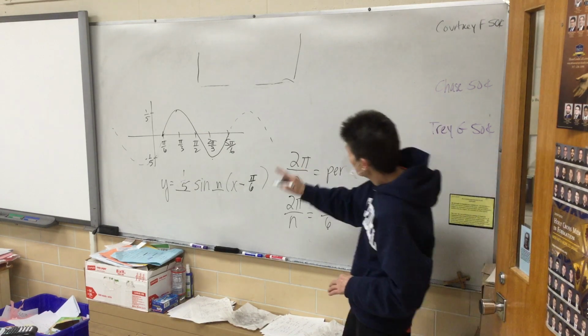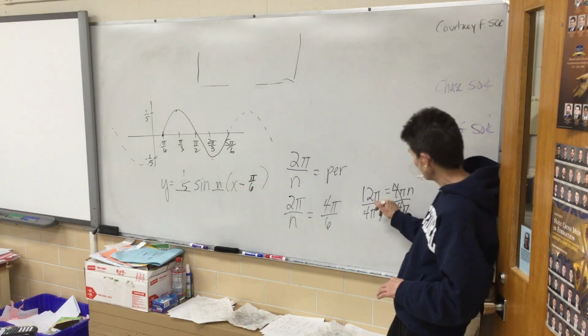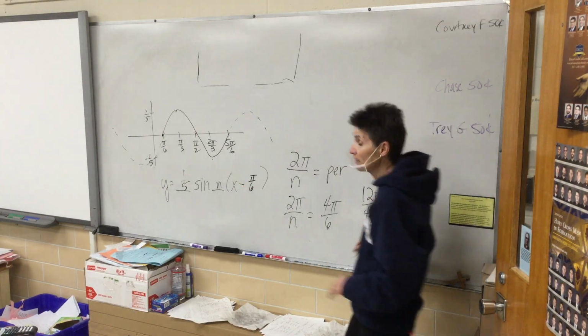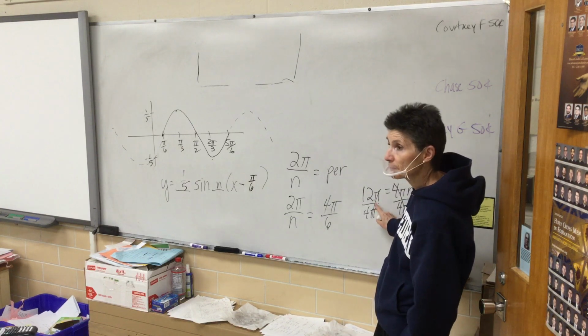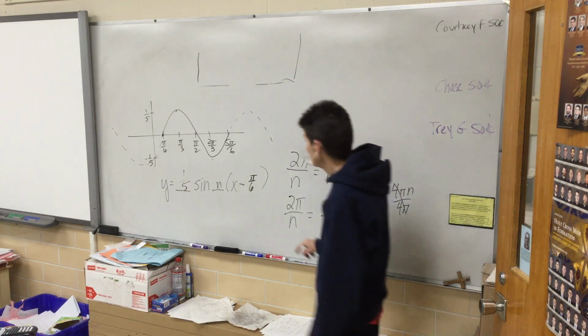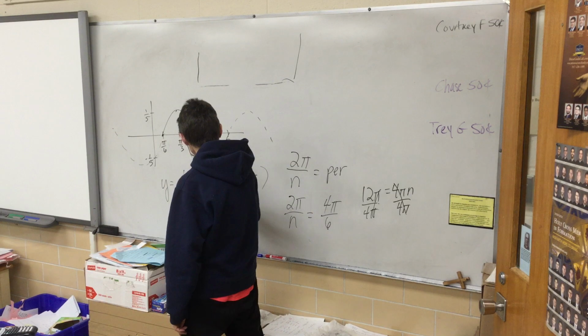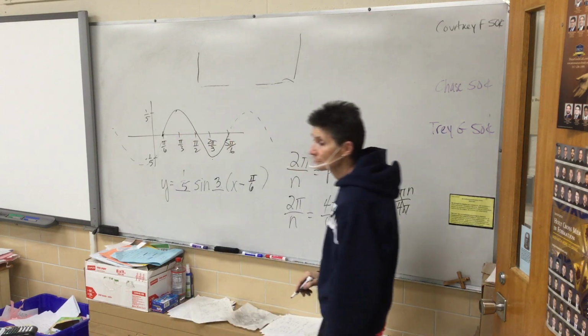And what is n? What is the number that's going to go in front of that parentheses? 3. Not 3 pi. The pi's cancel. Just 3.